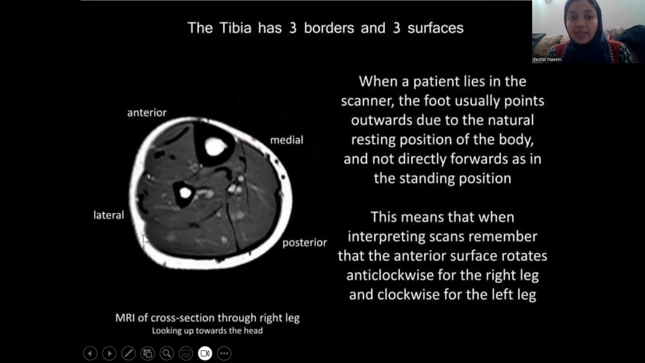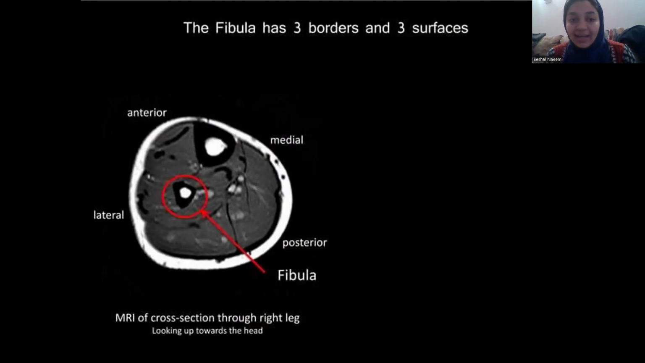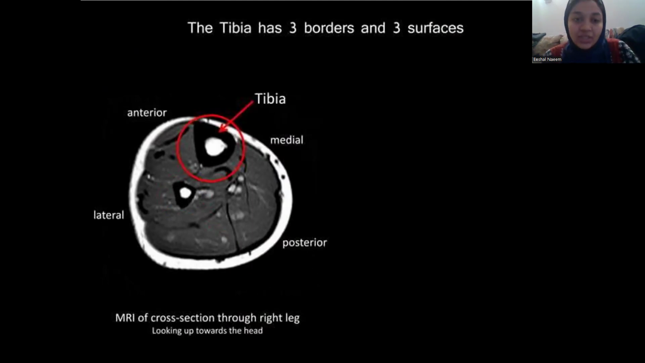Now we have the tibial shaft. Why are the shafts of long bones important? Because they help us in identifying the borders of the bone. Now the tibial shaft, quickly: this is the fibula and this is the tibia, right? This is a cross section of a leg, and we can see the fibula, the tibia, the anterior side, the posterior side, the medial side, and the lateral side. We're looking at an MRI of a cross section through the right leg. Now look at the fibula, appreciate the tibia.